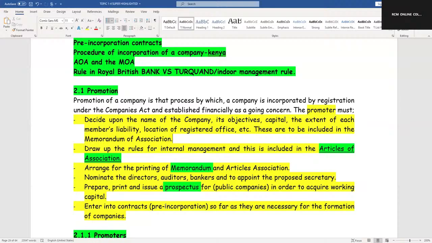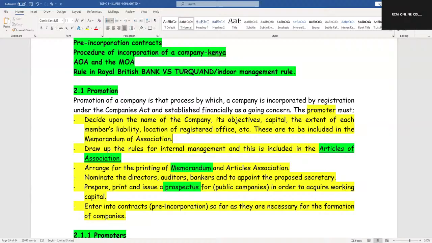So we call them, in this case, pre-incorporation contracts. So part of the duty is to enter into any pre-incorporation contract, so far as that kind of a contract is necessary to enable this company having to come into existence. These are part of the duties of, in this case, a person we call a promoter.